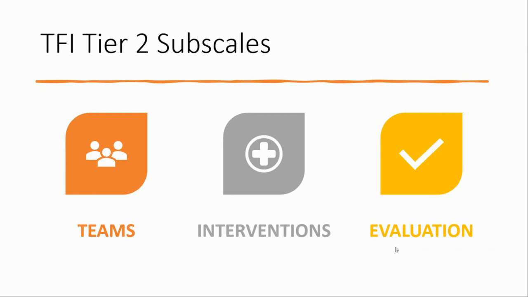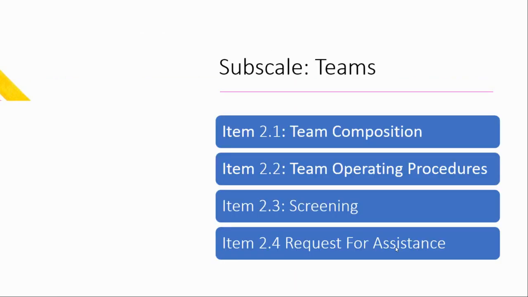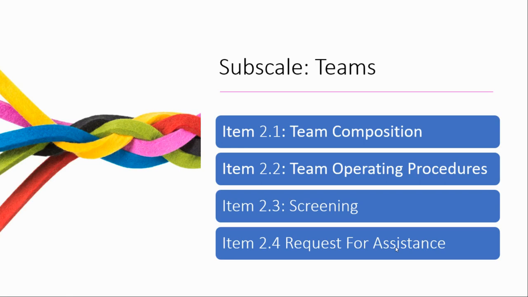The Tier 2 TFI is divided into 3 subscales. Those subscales are teams, interventions, and evaluations. The first subscale is going to focus on teams, that Tier 2 team. The first item, 2.1, is looking at the team composition. The second item, 2.2, is looking at the team operating procedures. The third item, 2.3, is looking at screening. And then item 2.4 is looking at that process for requesting assistance.